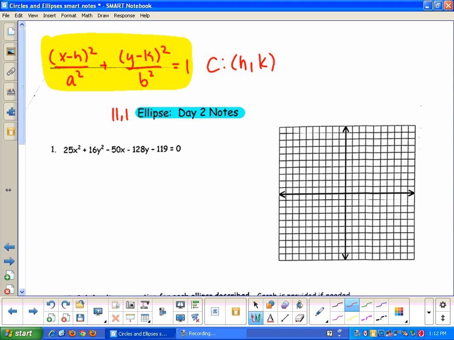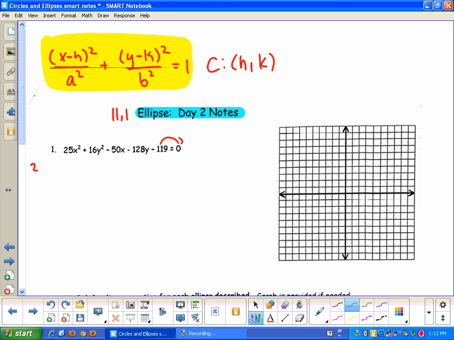Now, if we look at this first equation, the first equation is in what we call general form. So for this, the first thing we would want to do is put this in the form of an ellipse. Now, how do I do that? I'm going to, just like we did for circles, have to complete the square. So the first thing you want to do is get your x squared terms and x's together and your y squared terms and your y's together, and then take the constant to the other side.